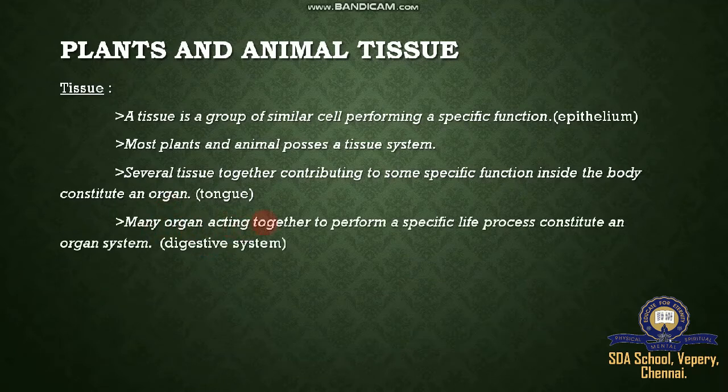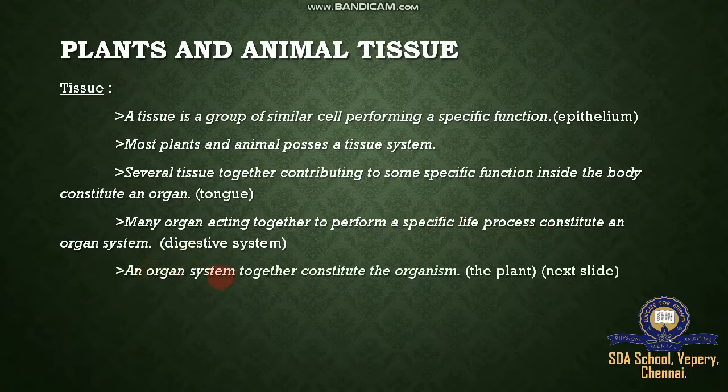Many organs acting together to perform a specific life process constitute an organ system. For example, the digestive system. So, a group of organs. The digestive system is a large system in the human body and in animals also, and this system starts from the mouth to the anus, nearly 9 meters long in a human being. So many organs acting together to perform a specific life process constitute an organ system.